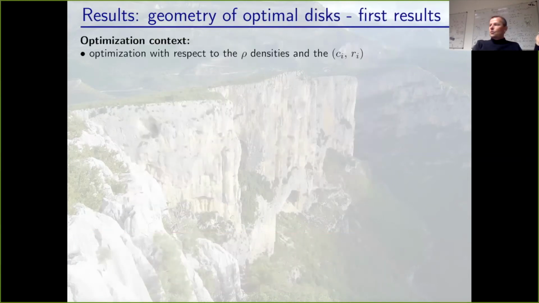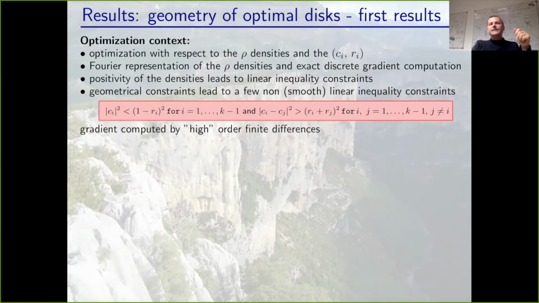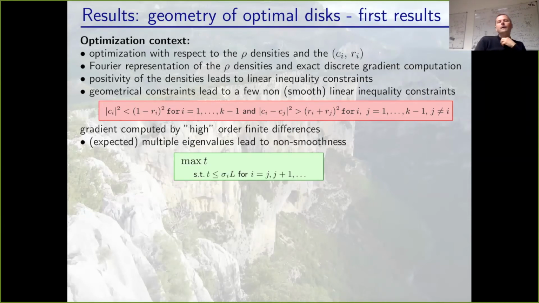Perhaps I should go through the theoretical details. Now, I'm not only optimizing the density, but I'm also optimizing the disks. Of course, the disks do not have to overlap, and they do not have to go outside of the unit disk. So you have to impose some nonlinear constraints, but very few with respect to the number of degrees of freedom we need to approximate the density along the boundary. And here, as I told you, one big difficulty is the high multiplicity of the eigenvalue, which is expected, of course.